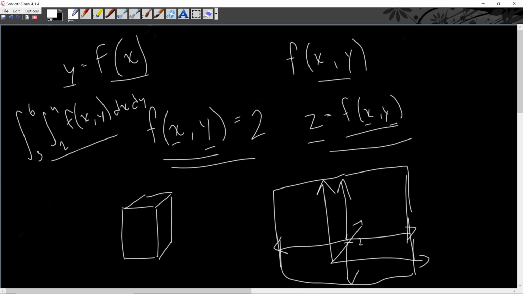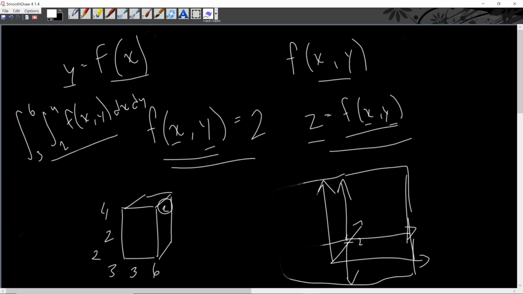We have the integral from 3 to 6, and then the integral from 2 to 4, and then z, or f of xy, is equal to 2. And so this is just going to be the area of the base. So 3 times 2 times 2, so z.